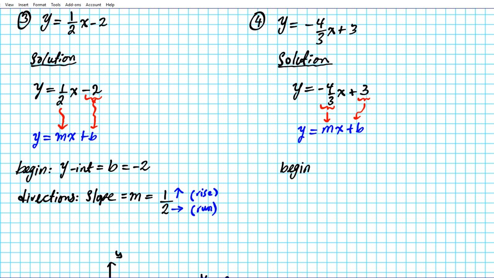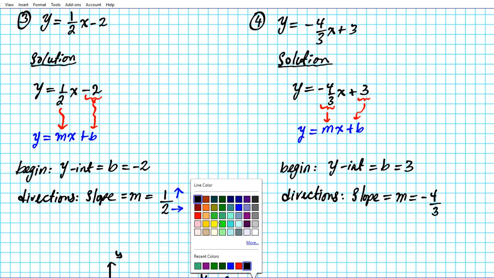So where do we begin? We begin at the y-intercept. The y-intercept is b for beginning, which is 3 in this case. Our directions to the second point to help us define the line, we're going to use the slope. The slope is the m value, the coefficient of x, and it is -4/3 in this problem.